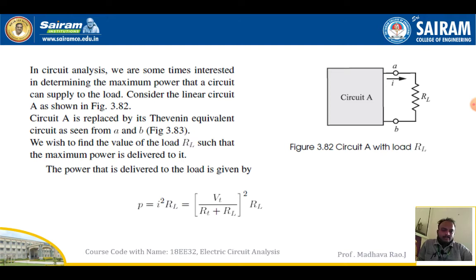According to those formulas, here we are taking the formula P is equal to I square RL. I is equal to the open circuit voltage divided by the total resistance, so I equals VT by RT plus RL. Substituting that, we get P equal to VT square by RT plus RL whole square into RL. That is the power delivered to the load.